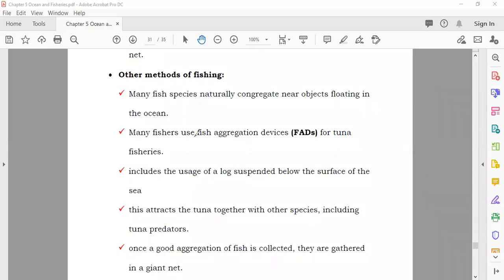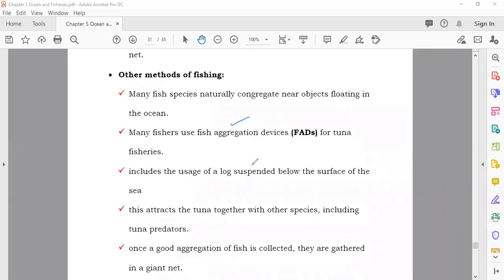Okay, now they're saying that, as we said, you are using different objects and the fish come near that one and you can catch them easily. This is one of the methods. Sometimes the fishermen use aggregation devices. These devices are used to catch tuna, the small ones. So you are using different devices that can also be used to catch the fish.